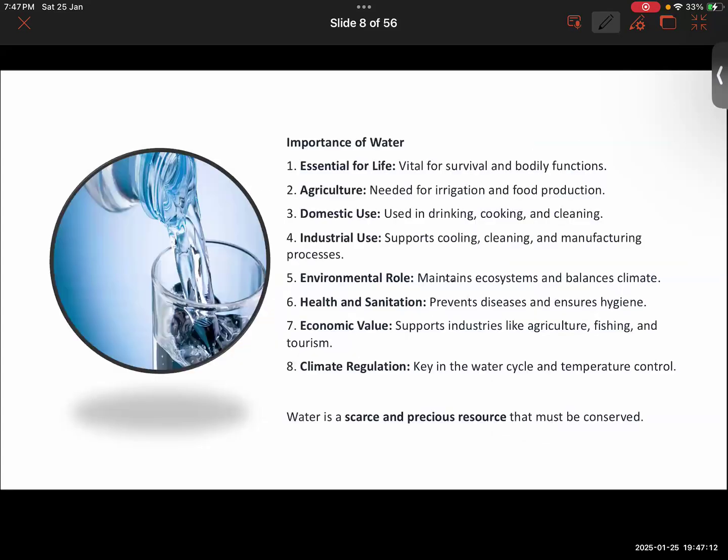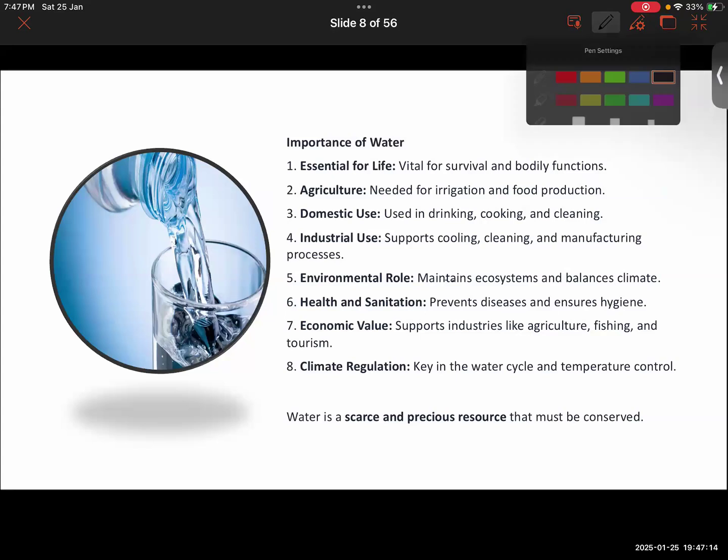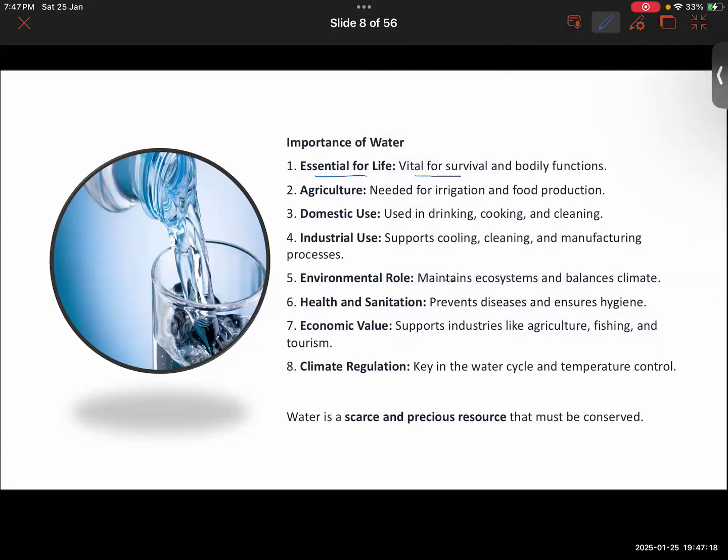The process of treating the wastewater to remove the pollutants in it is referred to as sewage treatment. And water has the following importance. It is essential for life, vital for survival and bodily functions. Vital means something that is very important.